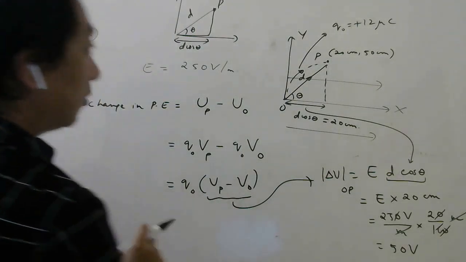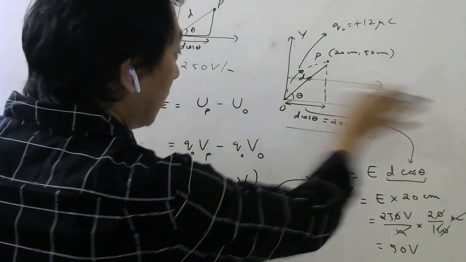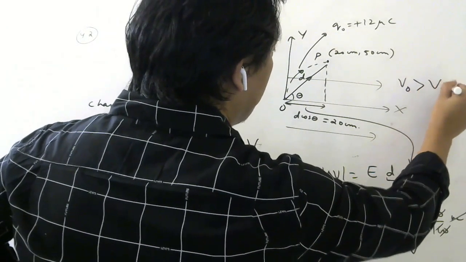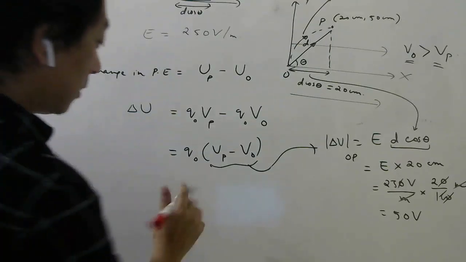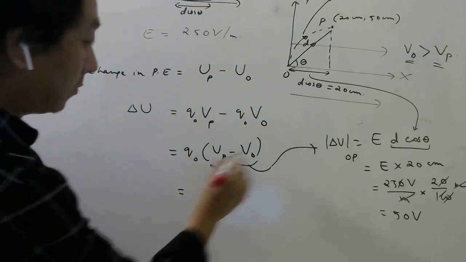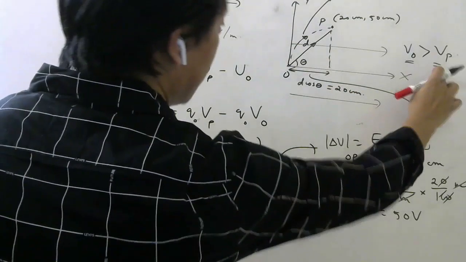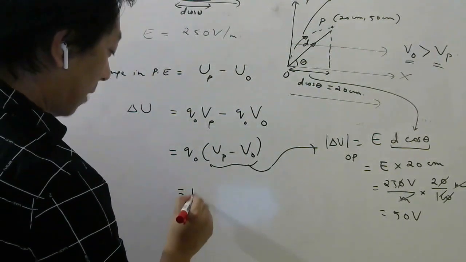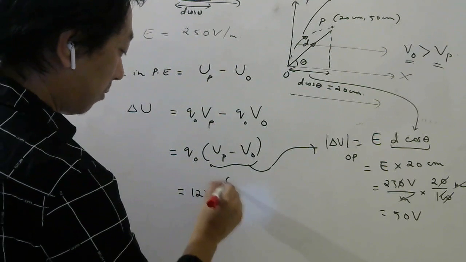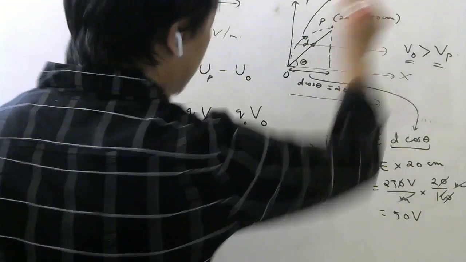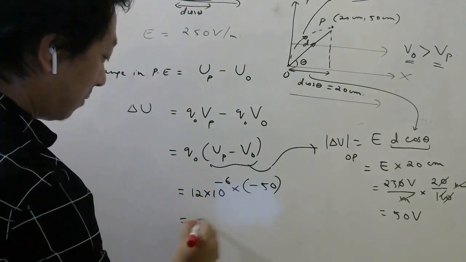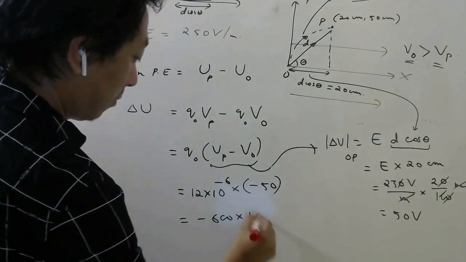Now is it positive or negative? Electric field is going this way. So potential of O should be greater than potential of P. So the difference should be minus 50 because VO is greater than VP. So this will be negative. And the charge which you are carrying is 12 microcoulomb. So 12 into 10 power minus 6, right? It is given here. And this difference is minus 50. So this result will be minus 600 into 10 power minus 6 joules.